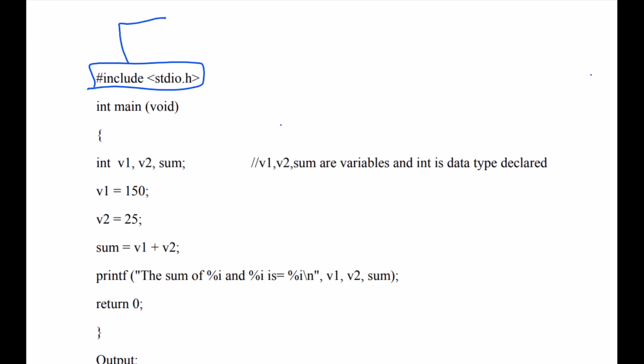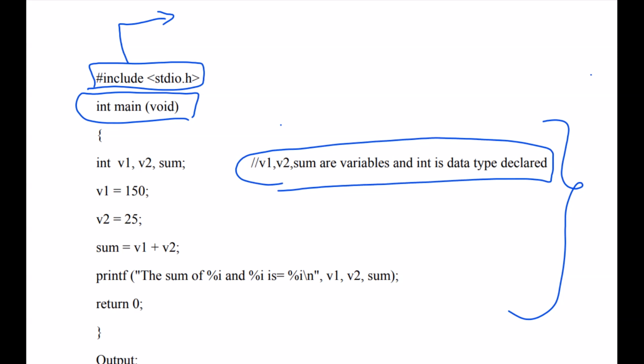Here in this case, we are going to take #include <stdio.h>, which means it includes the standard input output header file. Next, we are going to take the main function, int main, with void as a parameter. These are the body of a program. This is called the command line. Now we are going to declare v1, v2 and sum as variables, and int is the data type we are going to use here.